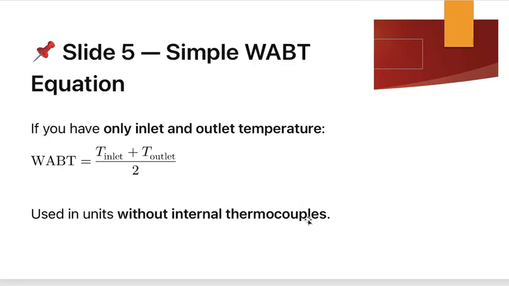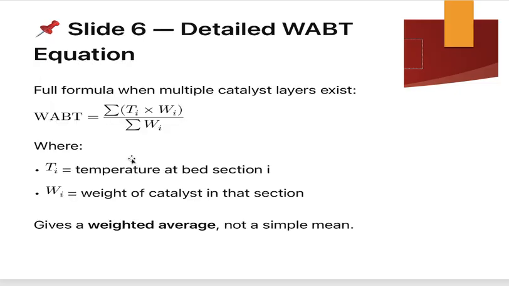If we consider this simple equation and take the inlet temperature plus the outlet and divide by 2, for sure this will not be correct. Why? Because this will not represent what happened inside the catalyst bed itself related to each volume of each layer, okay? So if you calculate it like this, it will not be a true or real representative, okay? So the real equation is summation of the Ti multiplied by each weight. Then you divide this summation by the summation of weight, you will get the average weight bed temperature, okay?